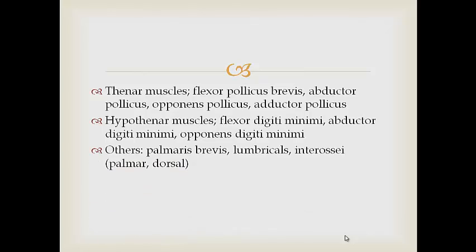All right, and then the others, which were the ones found in the mid-palmar region. Okay, you had the lumbricals, and remember those were the ones that came from the long flexor tendons. You had the interossei, which were palmar and dorsal. And there's an extra one that we didn't talk about. It's called the palmaris brevis. This is a really small muscle that just helps with strengthening the palmar region.